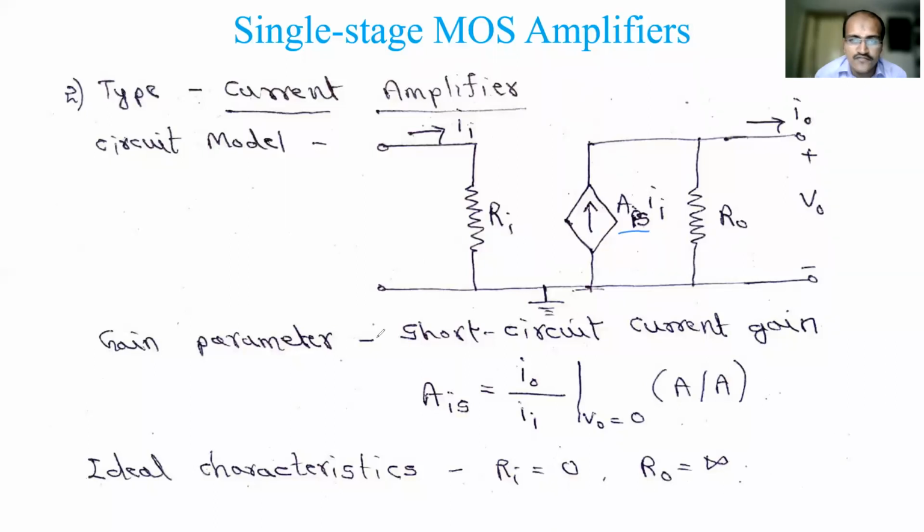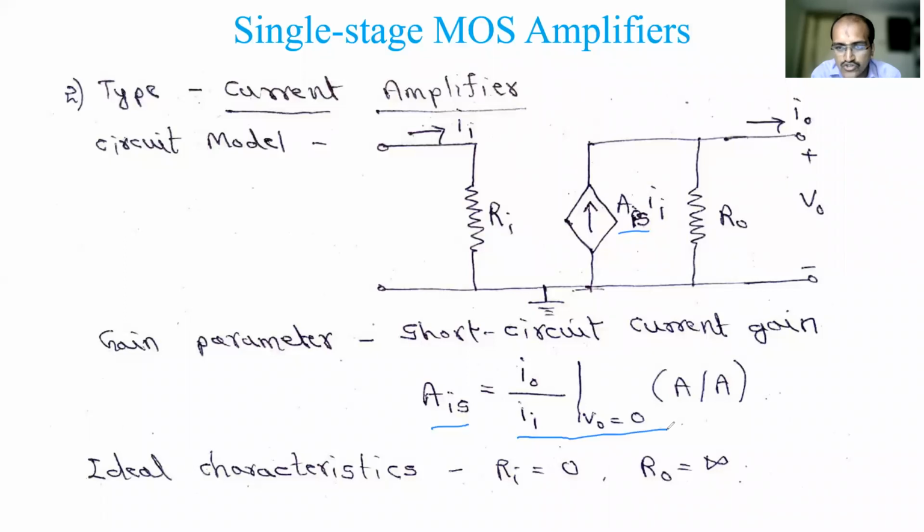How do you define its gain parameter? It is called short circuit current gain, denoted as AIS. AI means just current gain, AIS means short circuit current gain. So O means open circuit voltage gain, S means short circuit current gain. Don't confuse this. There are a number of parameters we are going to define now in the non-unilateral case also. It is defined as output current by input current when the output voltage is 0. Meaning what?